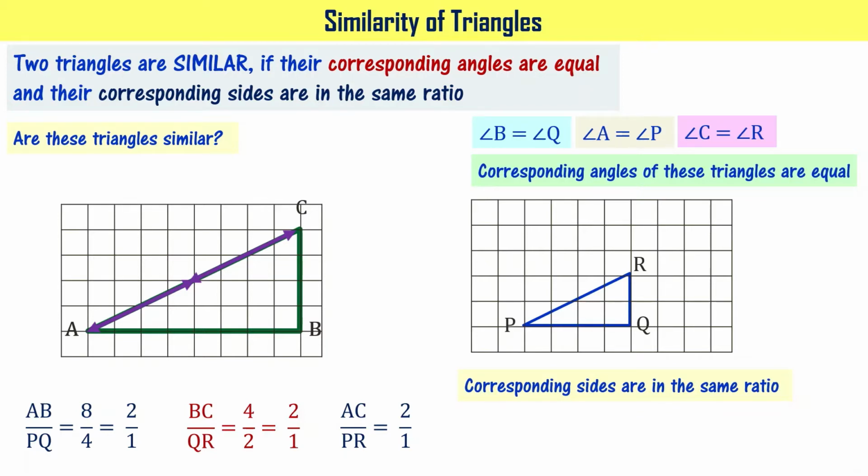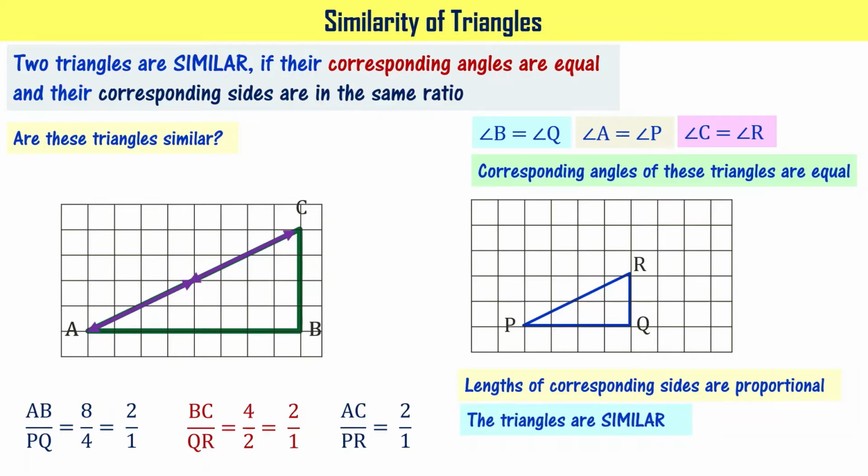It means the corresponding sides of these two triangles are in the same ratio, right? That is 2:1 or 2 by 1. Hence, in other words, we can say that lengths of corresponding sides are proportional. Whether you say that corresponding sides are in the same ratio or lengths of corresponding sides are proportional, both are equivalent statements. You can make use of one of them. Since the corresponding angles of these two triangles are equal and the corresponding sides are in the same ratio, we can say that these two triangles are similar. Please note this point.